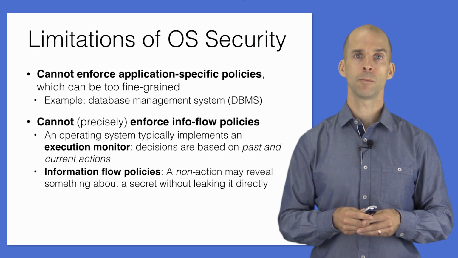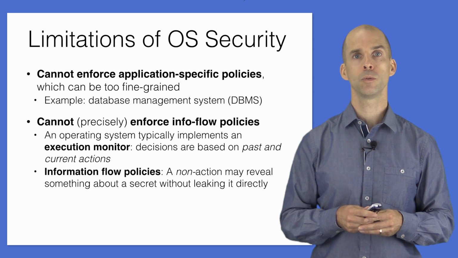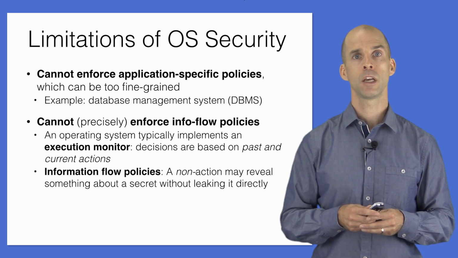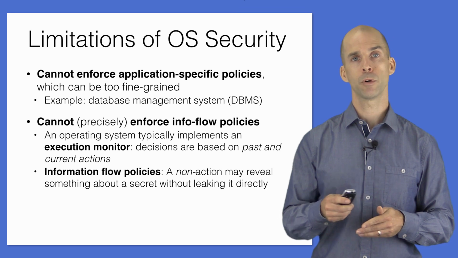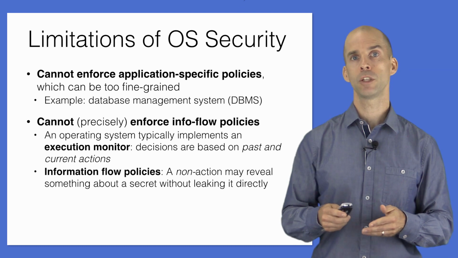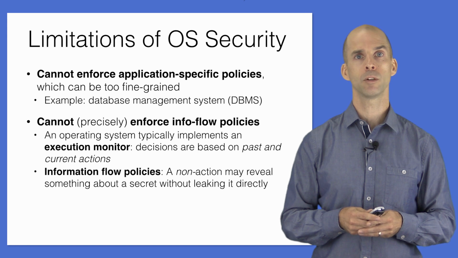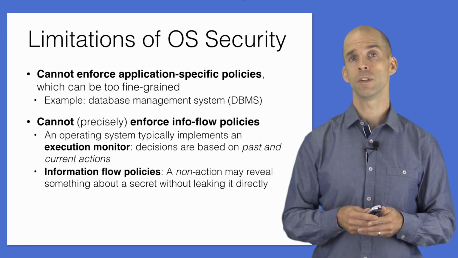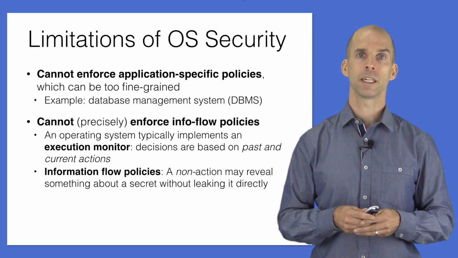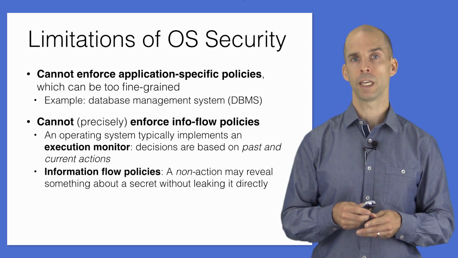Operating systems are also unable to enforce certain kinds of security policies. Operating systems typically act as an execution monitor, which determines whether to allow or disallow a program action based on current execution context and the program's prior actions. However, there are some kinds of policies, such as information flow policies, that simply cannot be enforced precisely without consideration of potential future actions or even non-actions. Software-level mechanisms can be brought to bear in these cases, perhaps in cooperation with the OS. We will consider information flow policies in more depth later in this class.